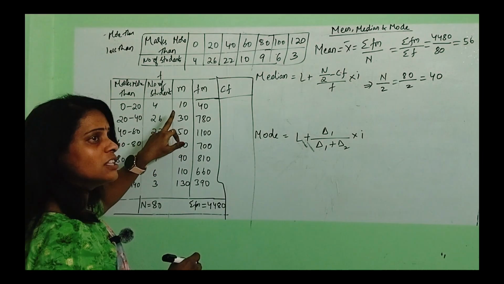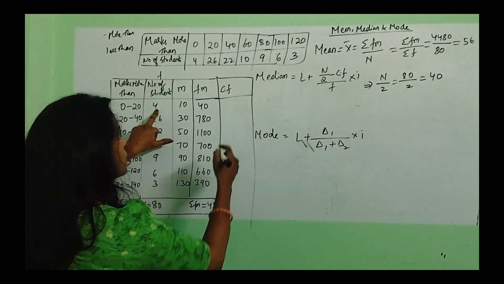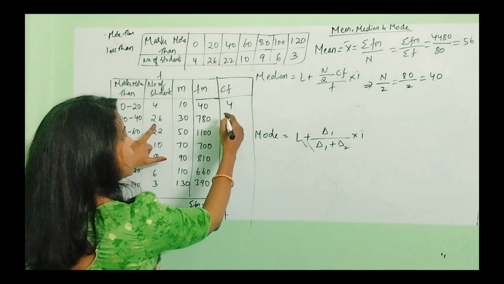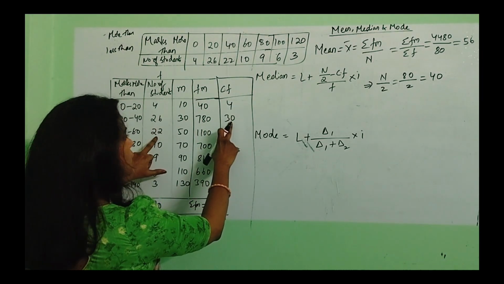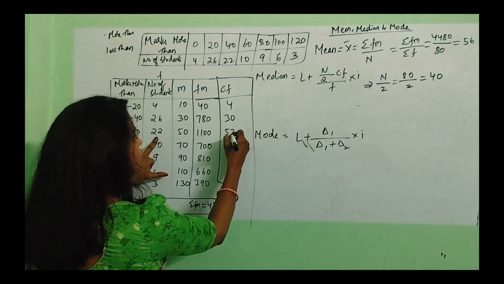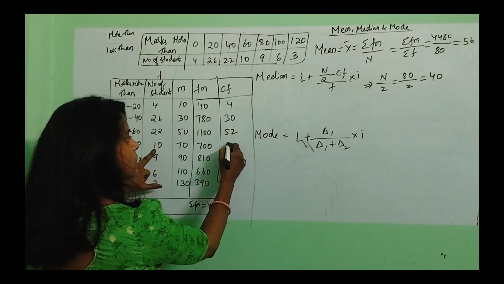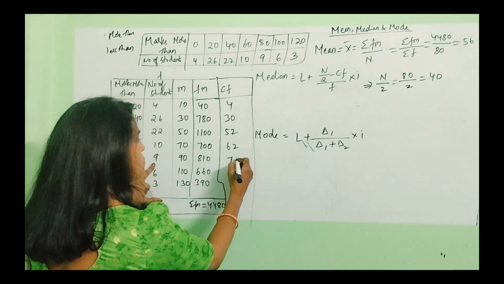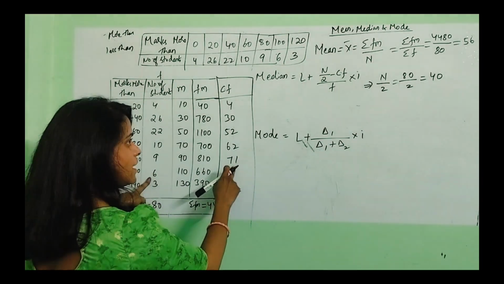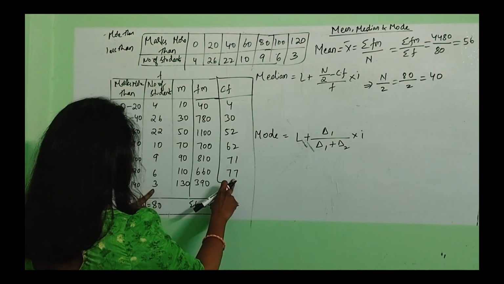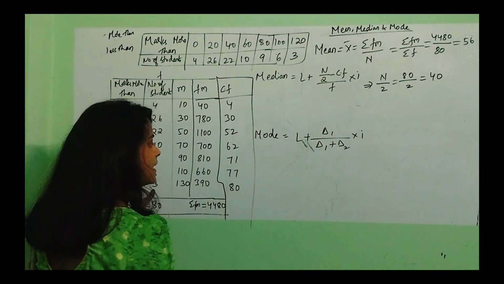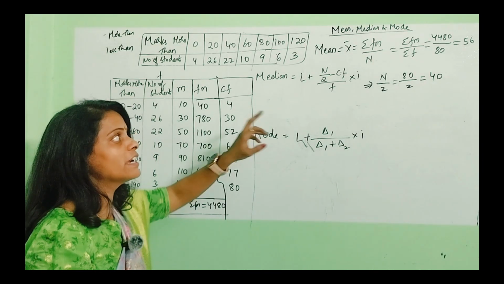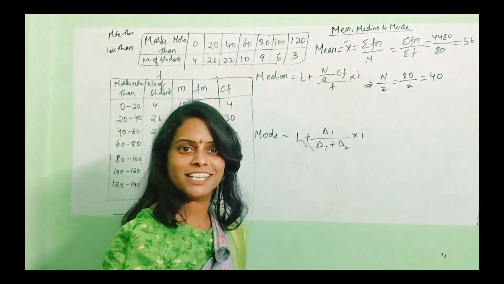Okay, so add all the values in the diagonal way, I told you, no? So 4. So 4, next 4 plus 26, 30. Next 30 plus 22, 52. Next 52 plus 10, 62. 62 plus 9, that is 71. 71 plus 6, 77. 77 plus 3, that is 80. So done with all the cumulative frequency values. Now you need to find out what is F and what is CF.